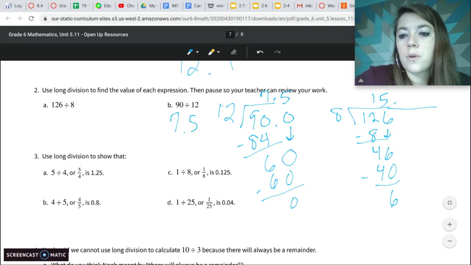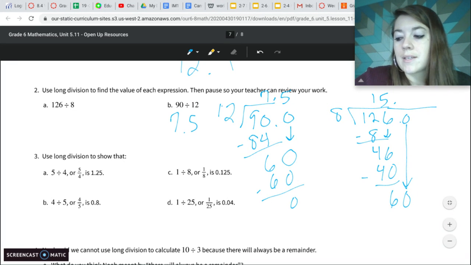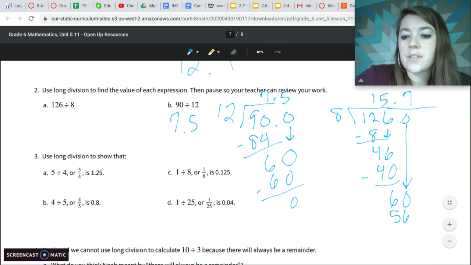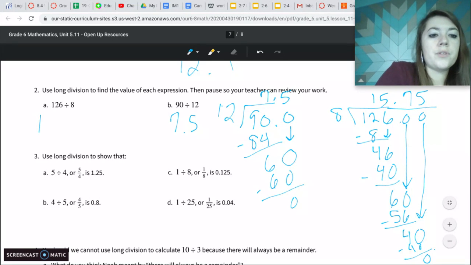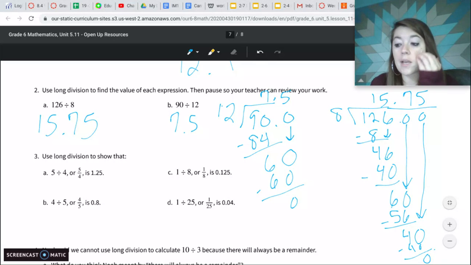Add a decimal, 0, bring it down. How many times can 8 go into 60? 7 times. 8 times 7 is 56. 60 minus 56 will give us 4. We still have a remainder, so we have to add another 0. So we end up with 40. How many times can 8 go into 40? 5 times. 40 minus 40 is 0, so we have finished. So 15.75. So some of these you may have to keep extending out for a little ways.